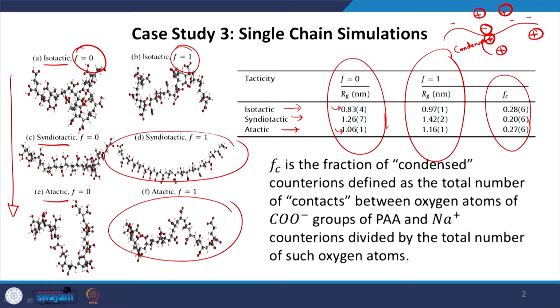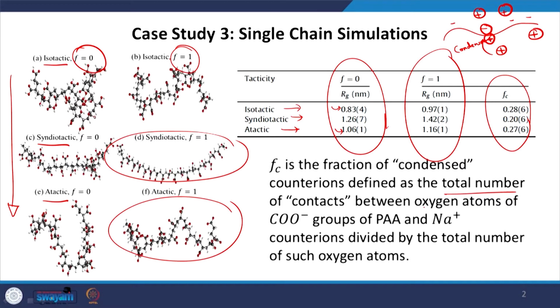And it turns out as the polymer chains become more and more charged, the condensation increases. In fact, if you have a multivalent ion, you will have even larger condensation because it offers more Coulomb attraction with the counter ions. So, therefore, we are measuring the fraction of condensed counter ions, which in this case is defined by simply a contact criterion. So, we count the total number of contacts between the oxygen atoms in the COO minus group and sodium counter ions in this particular case, and we normalize this by the total number of such oxygen atoms, and this gives me a fraction between 0 to 1.